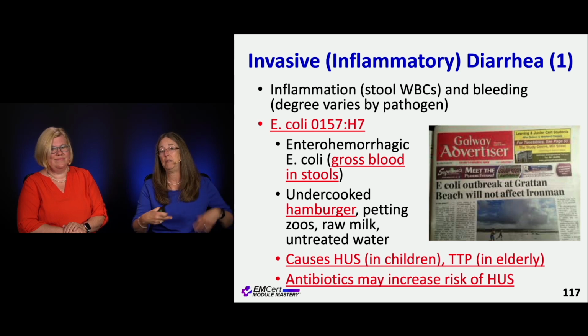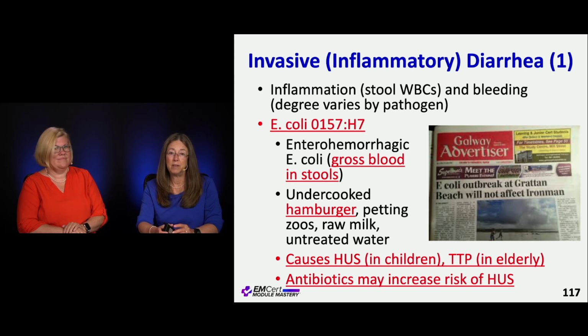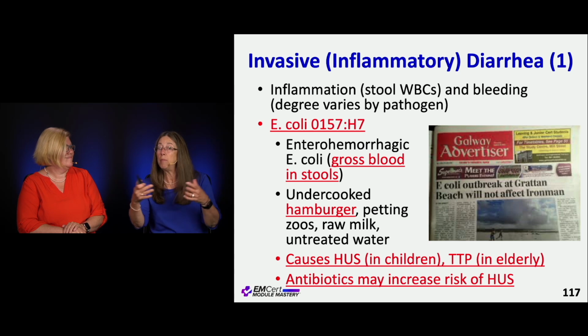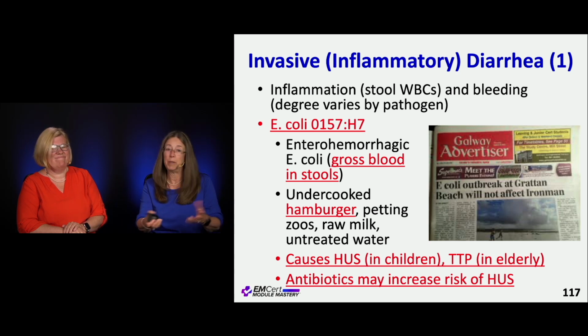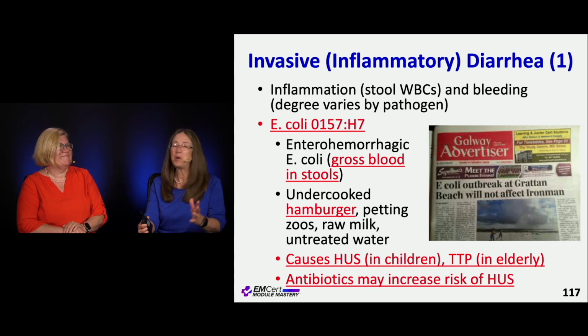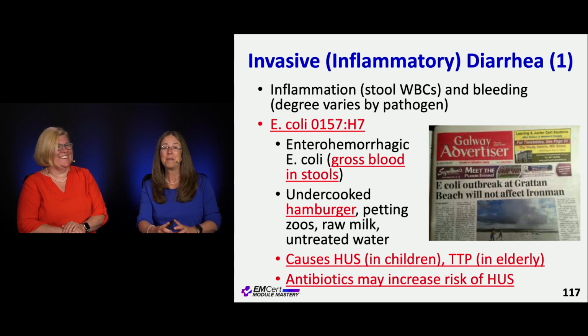These are the things that you need to be aware of as causing invasive or inflammatory diarrheas, and one of them is enterohemorrhagic E. coli, which is the O157:H7. Enterohemorrhagic causes gross bloody stools. So this is somebody who has bloody bowel movements. The classic undercooked burger you got at that drive-through can give you this. But also petting zoos, raw milk, and untreated water can do this. So this is not the traveler's diarrhea.